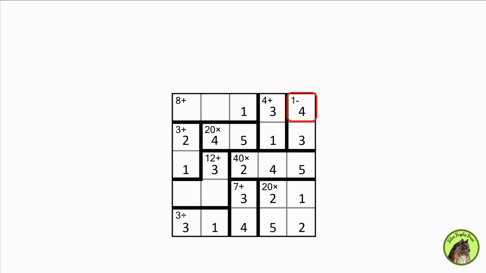Now this cell became the last one in its column, making it a 4. These two cells must be a 2 and a 5. Considering there already is a 2 in column 1, this one must be a 5 while this one is a 2. This cell is the last in its column, so it's a 4. This one is the last in its column as well, making it a 5.